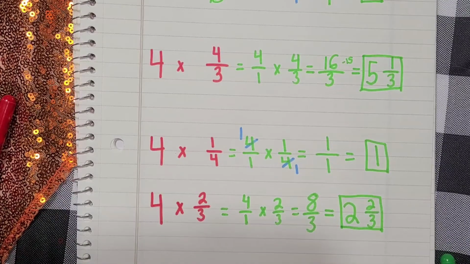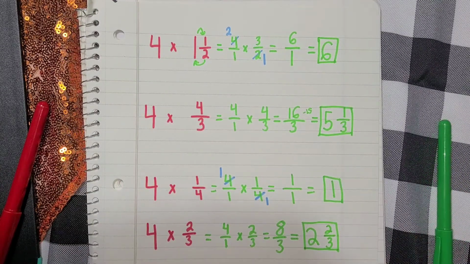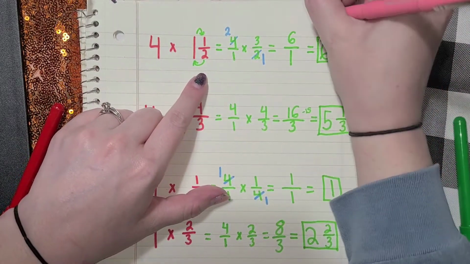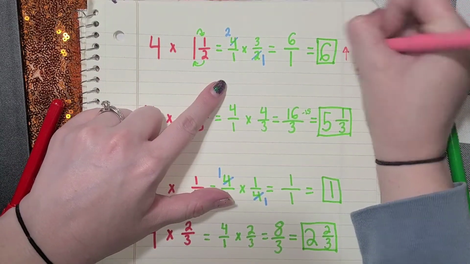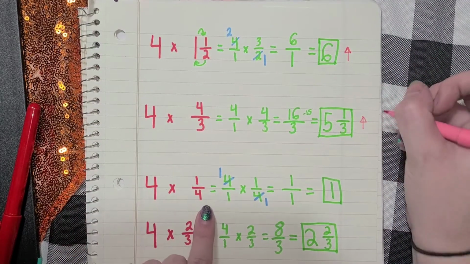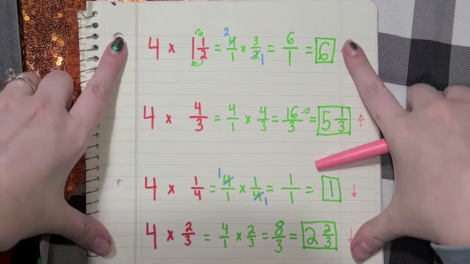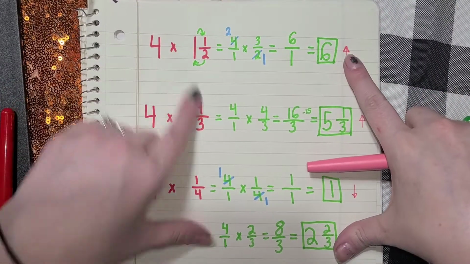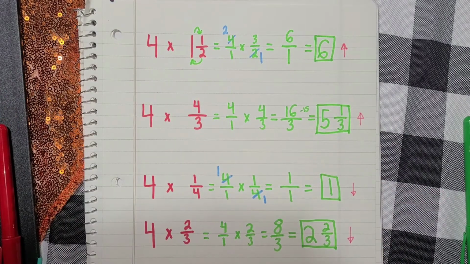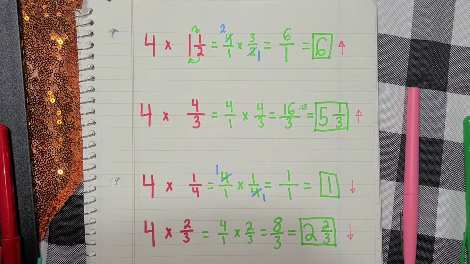Are you starting to notice the pattern? Okay. I did 4 times a mixed number and it got bigger. 4 times an improper fraction and it got bigger. Times a proper fraction, smaller. Times a proper fraction, smaller. So what is the difference between these numbers? The only thing that I was changing were the types of fractions. So what is the difference between them? Proper fractions versus mixed numbers and improper fractions. Do you know?